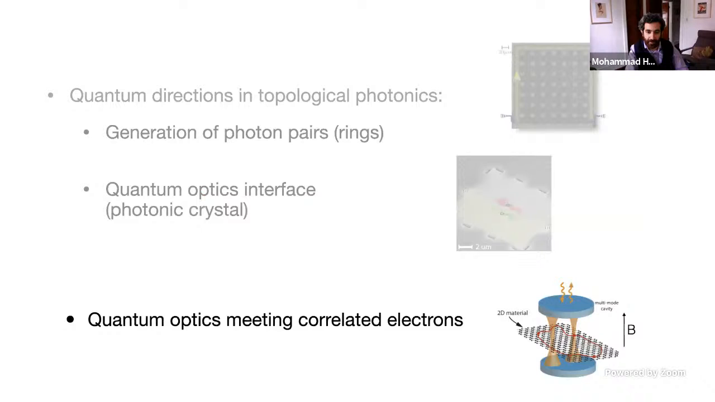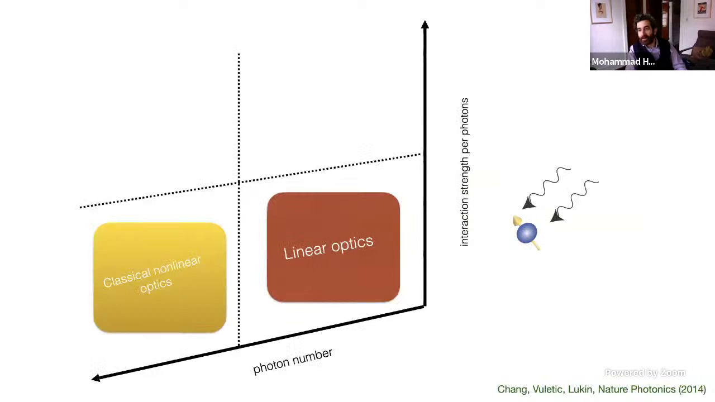Okay. Now let's change gears. Correlated systems using cavity-QED ideas. I have 10 minutes. So cavity-QED and in general quantum optics, in order to put it in perspective, we can think of this regime diagram. On one axis, you have the number of photons in the system. On the other axis, you have the interaction strength per photon. This is basically the fine structure constant. Usually we think of it as fixed, but we can modify it.